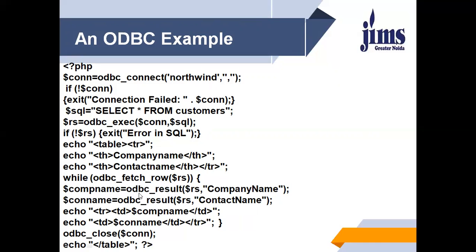Echo table, echo th, table headers are company name, contact name, while odbc_fetch_row($rs), you are passing this $rs variable, where you have executed odbc_exec with the connection variable and SQL variable. So it will check while odbc_fetch_row($rs). Then for company name, you want to retrieve odbc_result($rs, company name). It will retrieve the company name and store it in $compname. Similarly, odbc_result($rs, contact name) will retrieve the contact name and store it in the $conname variable. Then it will echo, it will print the company name, $compname, and the contact name, $conname. So you retrieve the records and print them, and then you want to close the connection: odbc_close, and you are passing the connection variable $conn.